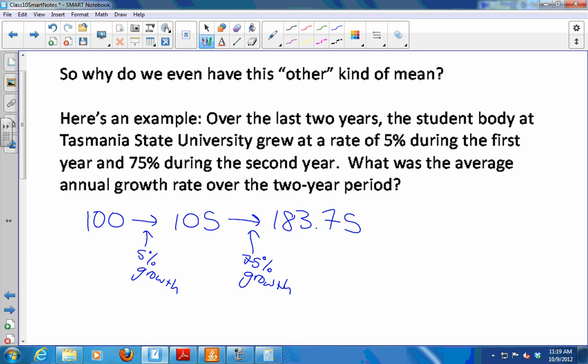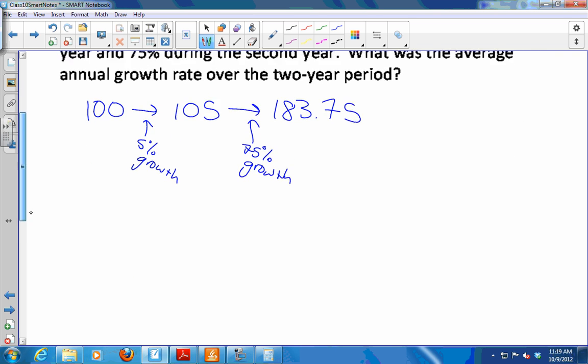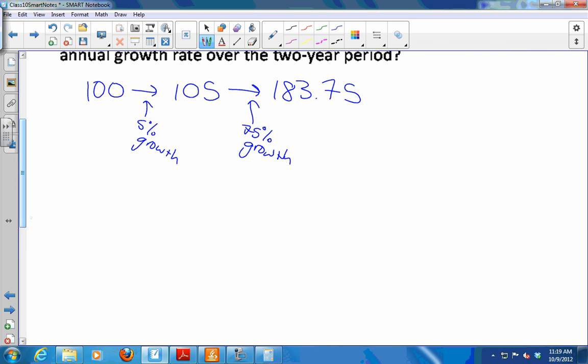So let's see, is that equivalent to 40% growth and then 40% growth? Because 5% and 75%, if you average them, you get 40 and 40, right? So if we start at 100 and grow by 40%, what would I end up at? 140.